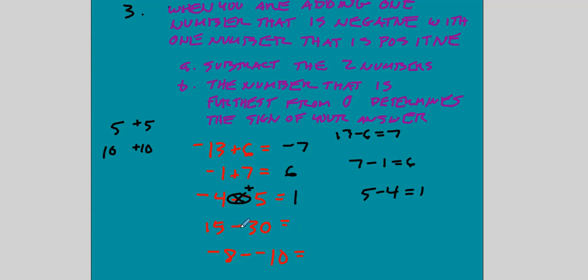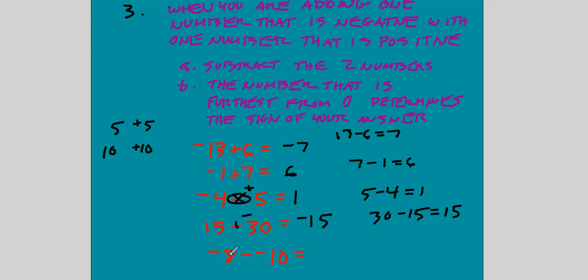The next one, 15 minus 30, if you like, you could write it as plus negative 30. So over here, I'm going to take 30 minus 15, which is 15. But I have more negatives than positives. Negative 30 is further from 0 than 15, so my final answer must be negative 15.